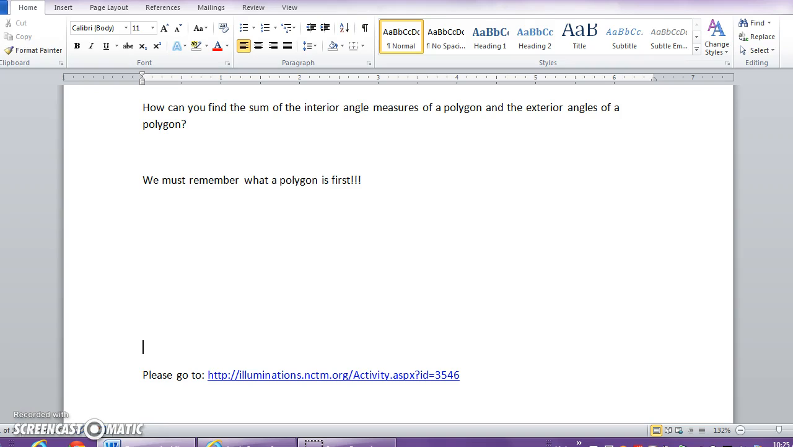We also need to remember that there are 2 types of polygons. They can either be a convex polygon, which is when every line segment connecting any two vertices lies inside the polygon, or we can have a concave polygon, when at least one line segment connecting any 2 vertices lies outside of that polygon. A concave polygon, for example, would be like an arrow. An arrow is a concave polygon.